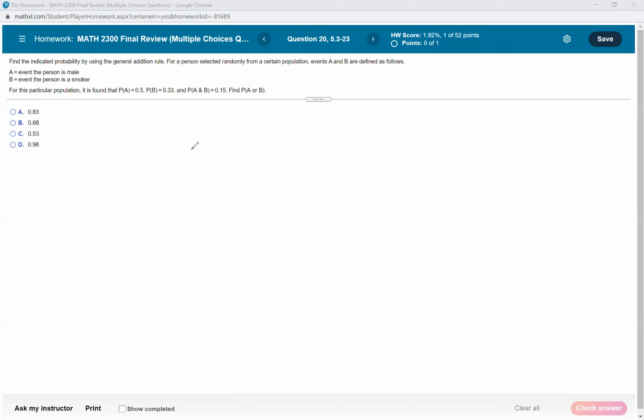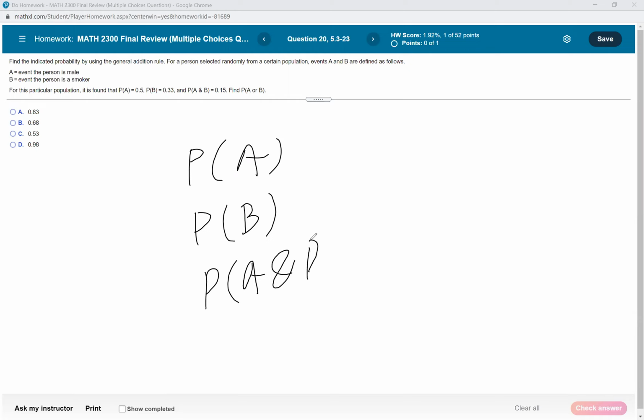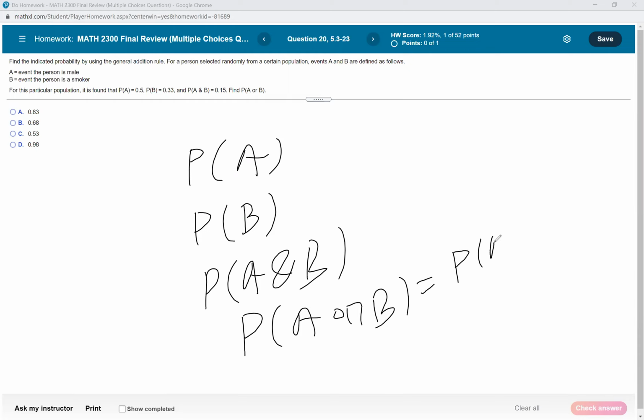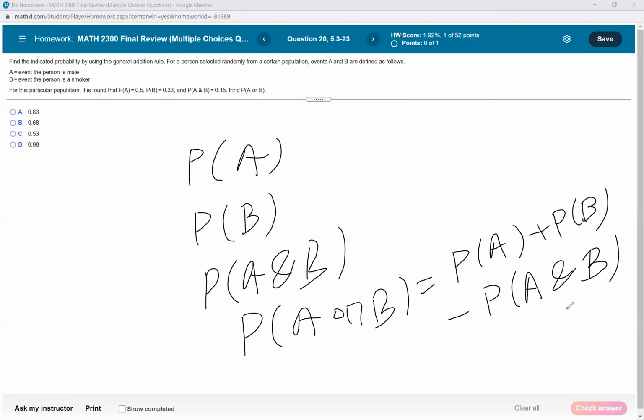Okay, so here we are given probability of A, which is 0.5, and we also have probability of B and probability of A and B. So we have to find probability of A or B. The addition rule is probability of A plus probability of B minus probability of A and B. So this is the addition rule. So we have all the information.